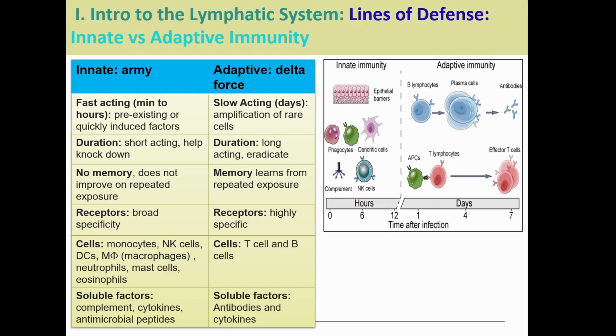Now, since it's adaptive, these receptors are very specific. They are only going to be able to go after a specific pathogen. It's not generalized. And this is going to be comprised of T cells and B cells. These guys are also going to use antibodies and cytokines as their soluble factors as well.